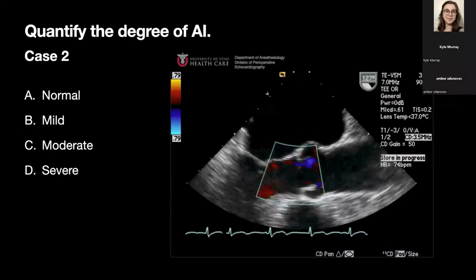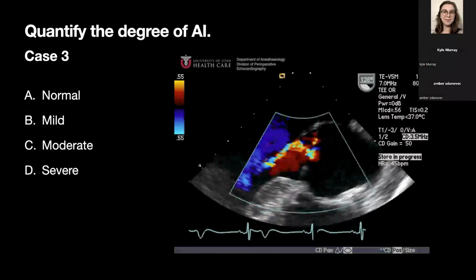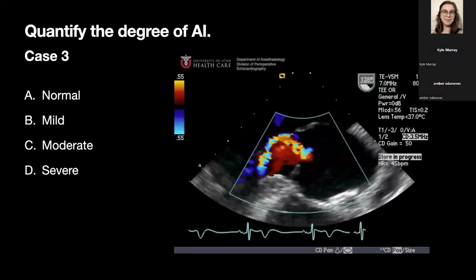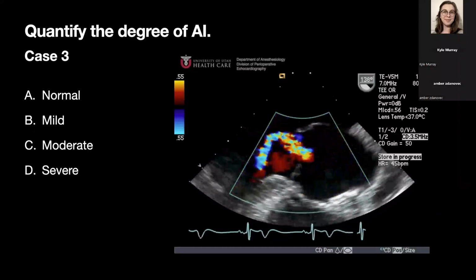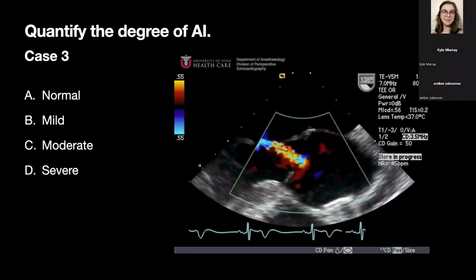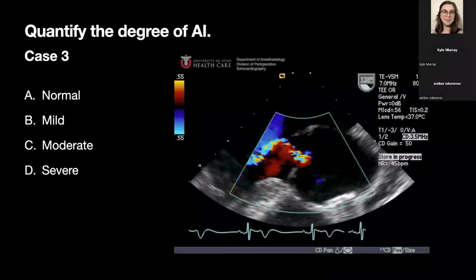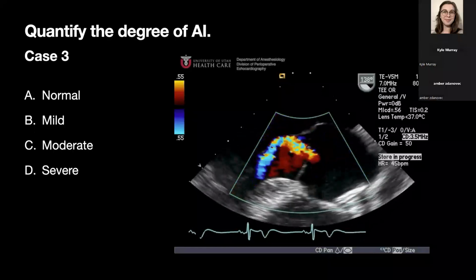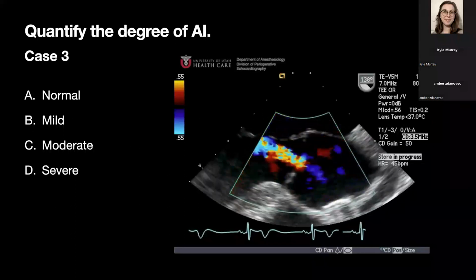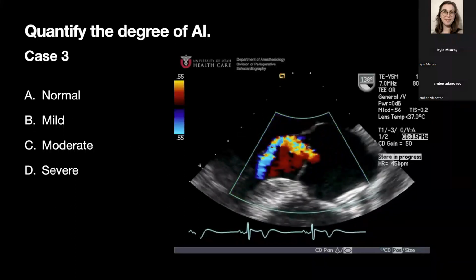Using your eyeball. Mild. All right. Quantify the degree of AI. This is an eccentric jet. Yeah. Is that this? So this is a survey. Go ahead.